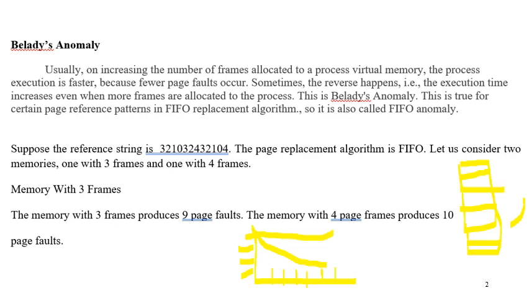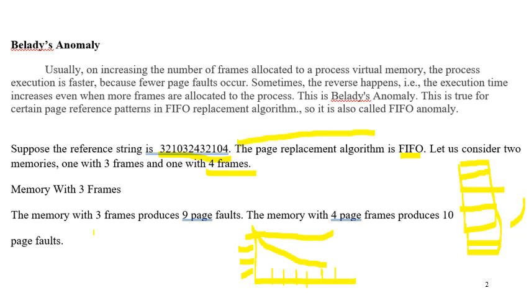We can see this Belady's anomaly in the first in first out page replacement algorithm. If you want, you can try with this example: 3 2 1 0. So you can try with this. This is the reference string, and there are 4 frames, and I have explained in the previous class how to solve first in first out.